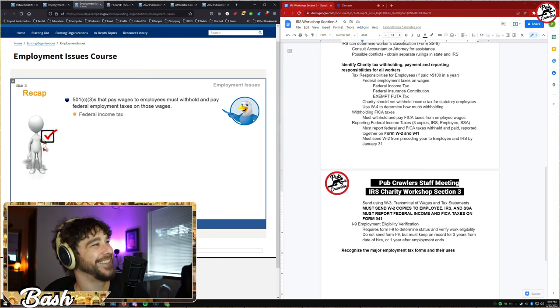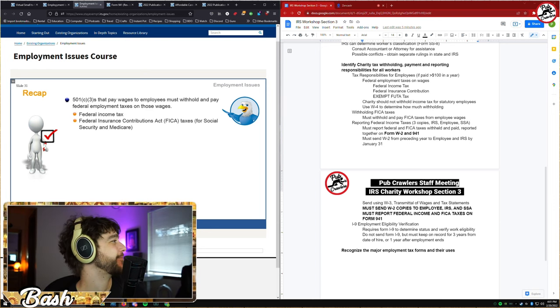Taxes on the wages. Federal income tax. Federal Insurance Contributions. They're just lazy. It's terrible. The Social Security and Medicare.